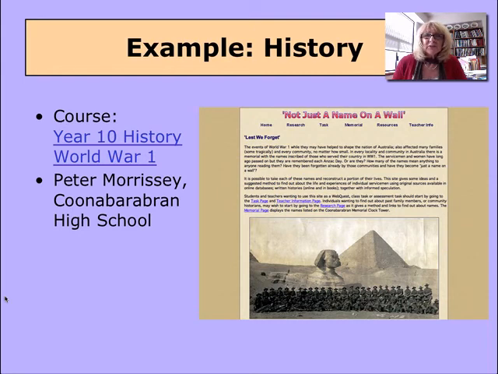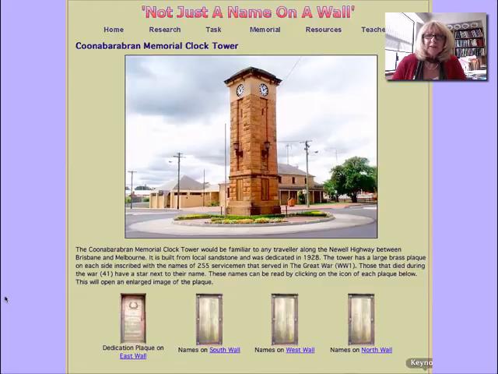So what is an authentic learning environment? There's a pretty good example in this site, which was made by Peter Morrissey at Coonabarabran High School to teach Year 10 history. This is a memorial which is found in nearly every town in Australia of the fallen soldiers. And what the students do, they would go and choose a name from the wall or look at it on the web, and then they would research that soldier's history.